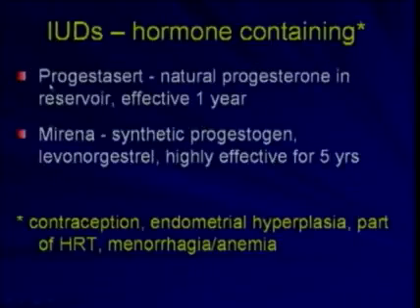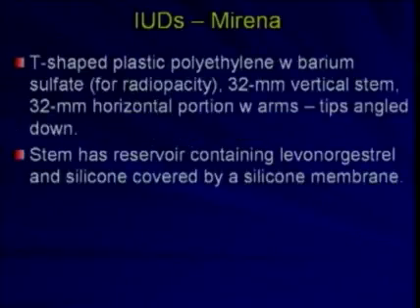Of these, the one most likely encountered is the Mirena, which includes a synthetic progestogen, levonorgestrel, which is highly effective for 5 years. Another one is the Progestasert. Now, the Mirena IUD is T-shaped, plastic polyethylene with barium sulfate for radiopacity. It measures 32 millimeters in length and 32 millimeters across both of the arms. Remember that the tips are angled down at the end, so this should not be confused for fragmentation.